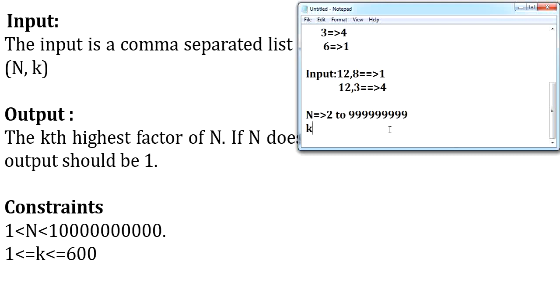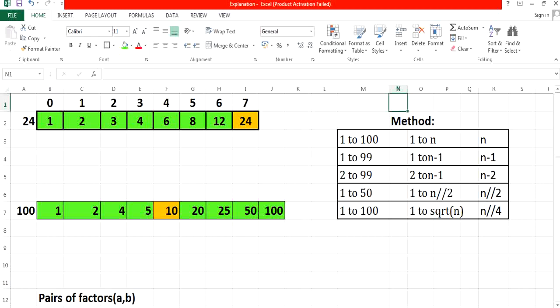And the range of your k value, right? Your kth value can be 1 to 600. Is that clear? This could be the range of your k value. So we are supposed to write this program in a more optimized way. Now we will see the explanation part, how to solve this. Here we are going to look at the optimized way for finding the factor. Then we can move on to the logic for finding the kth factor.